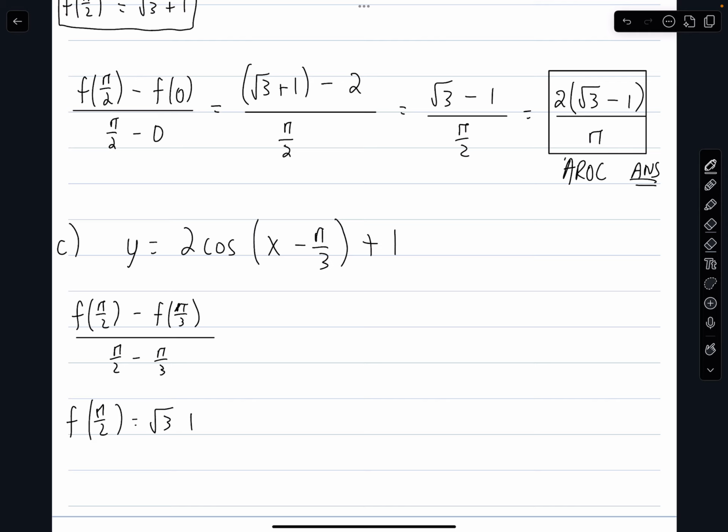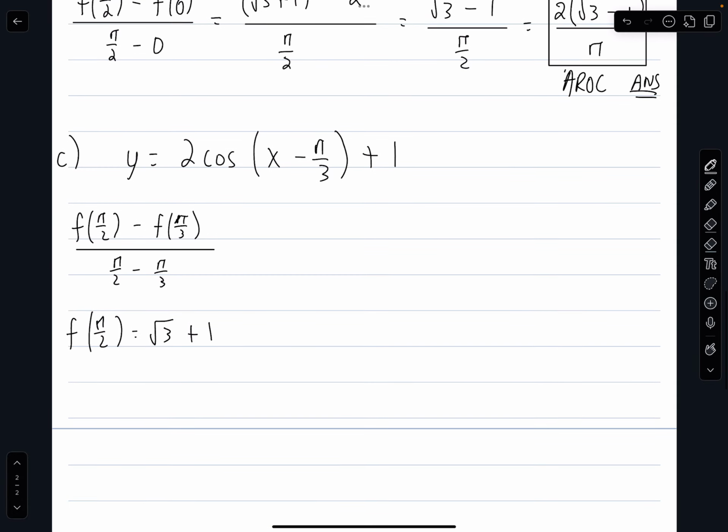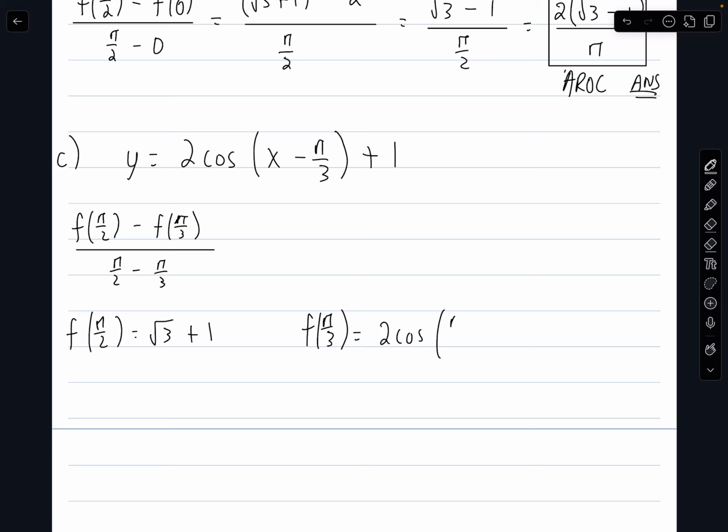So we got root 3 plus 1 as our f at pi over 2, but we actually have to find f at pi over 3. So let's do f at pi over 3. F at pi over 3 is equal to 2 cos pi over 3 minus pi over 3 plus 1. So you end up with 2 cos 0 plus 1. Now here's interesting. We have a cos 0. Anytime you got a cos 0, you obviously can't do a special triangle or the cast rule because the angle is 0.